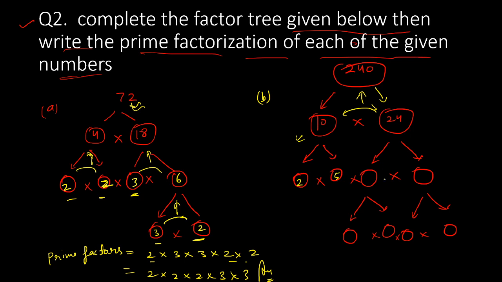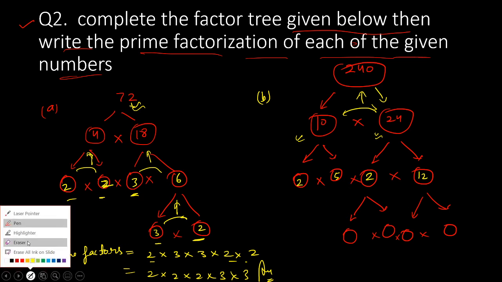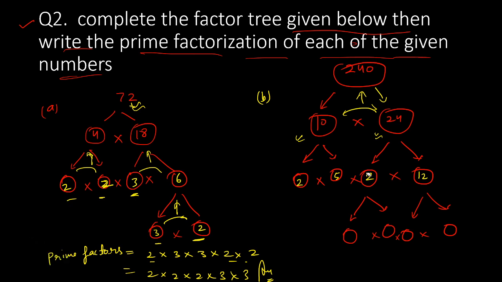Then what are the two numbers whose multiplication is 24? We can say 12 into 2, or 2 into 12, or we can say 6 into 4. So write 6 into 4, because 6 4s are 24. So I'm writing 6 into 4 here. Now if I talk about 6, then 3 2s are 6, so write 3 into 2. And if I talk about 4, then 2 2s are 4.